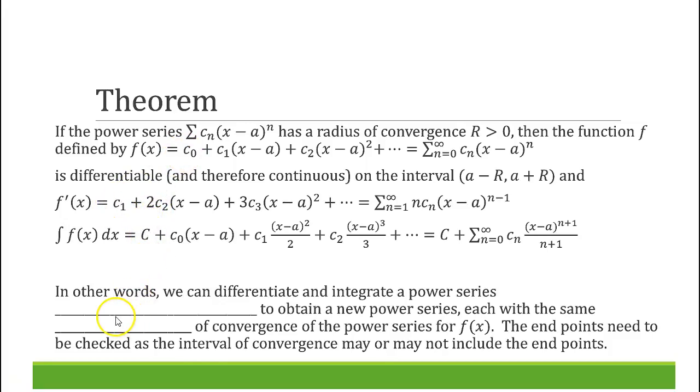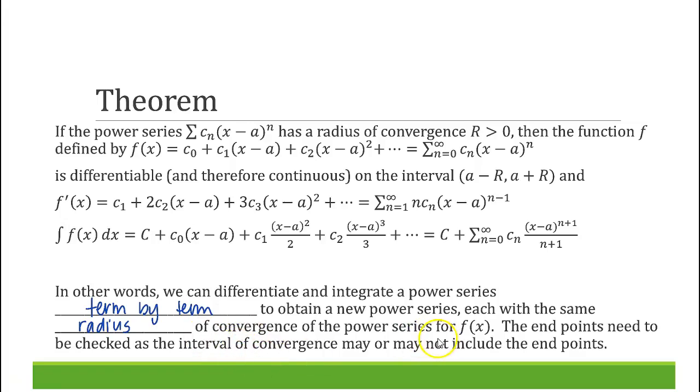So, in other words, to summarize, we can differentiate and integrate a power series term by term. We can do it one at a time, term by term, to obtain a new power series, each with the same radius of convergence of the original power series for f of x. But the endpoints need to be checked.